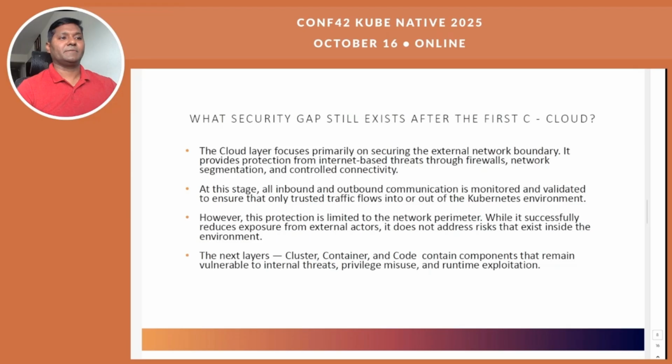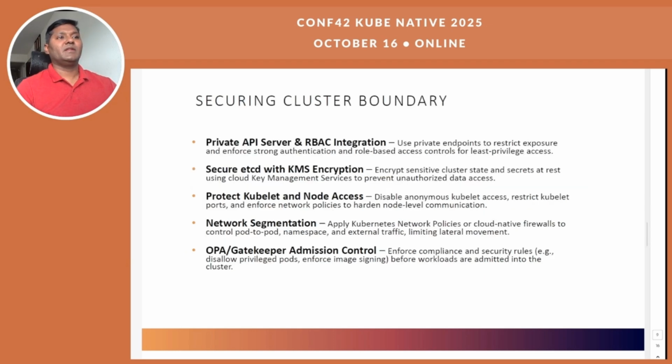The next focus area is the cluster boundary, where the goal is to protect the internal components such as API server, etcd, storage, nodes, and inter-pod communication. Securing the cluster boundary represents the second layer of defense in the cloud native security model. On this layer, the focus shifts from external network protection to securing internal Kubernetes components such as API server, etcd storage, kubelet, and pod communication.